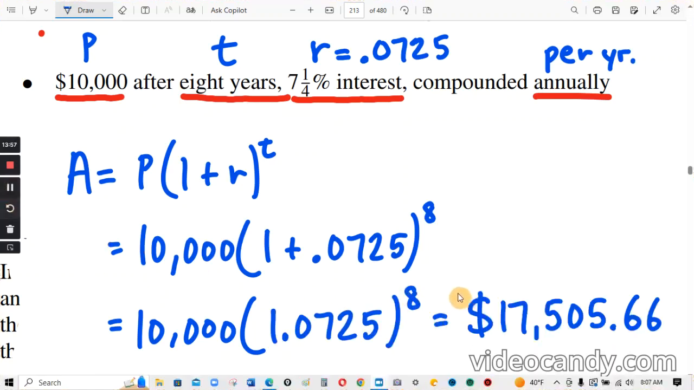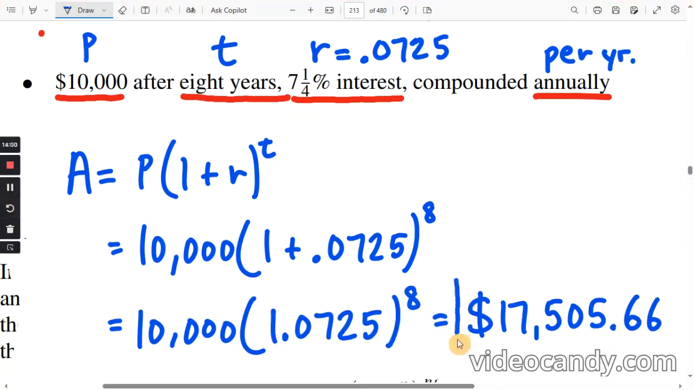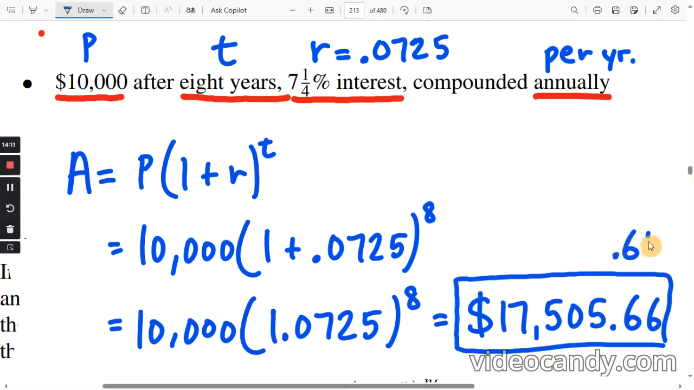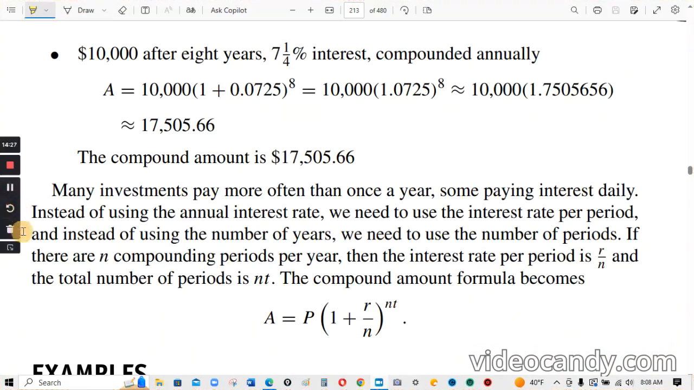All right, and this time I did have to round off. I get $17,505.66. On my calculator, I actually got 0.656, and it kept going. So if you look at the 3rd decimal, if it's 5 or more, you round it up. So the 0.65 became 0.66. All right, so I'll write this formula in the notes.